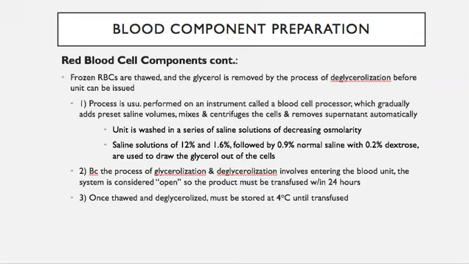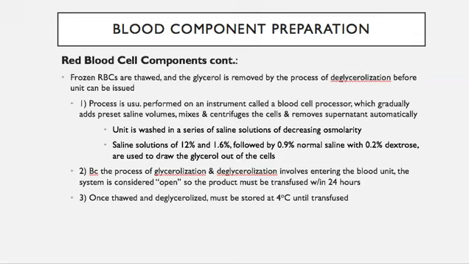Frozen red cells are thawed, and the glycerol is removed by the process of deglycerolization before the unit can be issued to a recipient. That process is usually performed on an instrument called a blood cell processor, which gradually adds preset saline volumes, mixes and centrifuges the cells, and removes the supernatant automatically. So the unit is washed in a series of saline solutions of decreasing osmolarity.